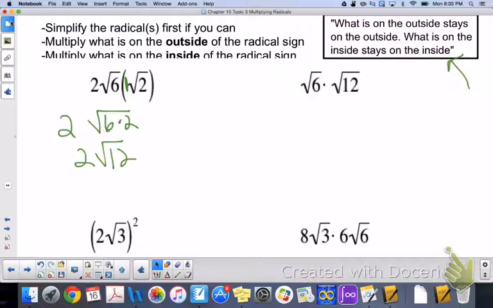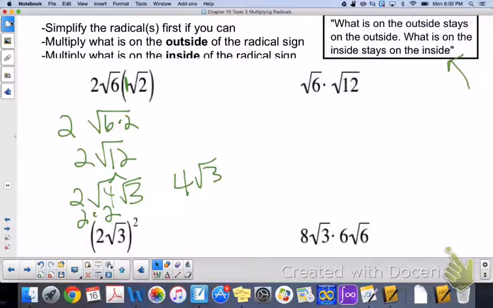Now we have to simplify. What perfect square goes into 12? Yes, 4. So that's going to be 4 times 3. What is the square root of 4? You got it. It's 2. So you have 2 times 2, which is 4, and then you have the root 3. Okay. The next one, root 6 times root 12.